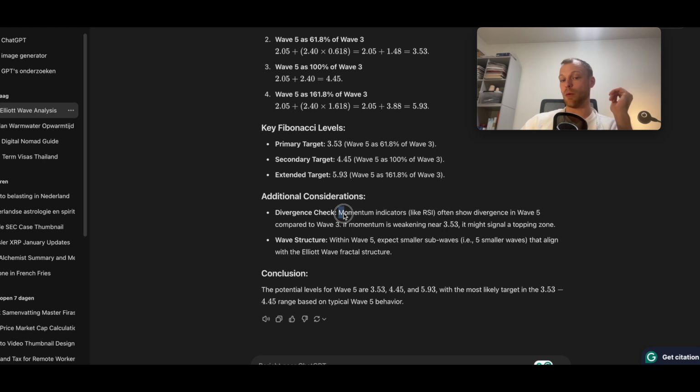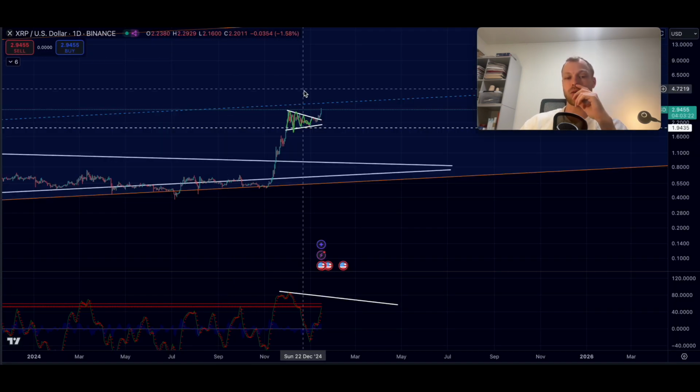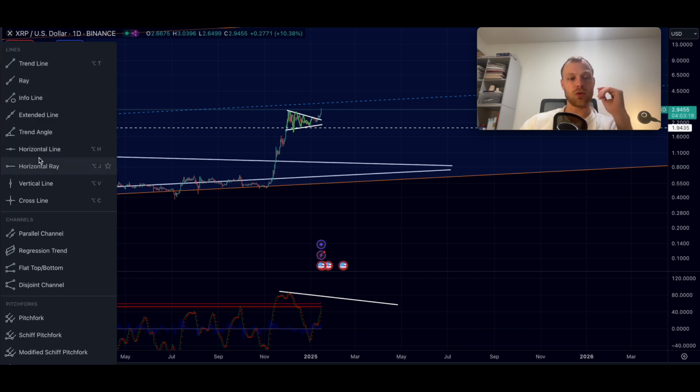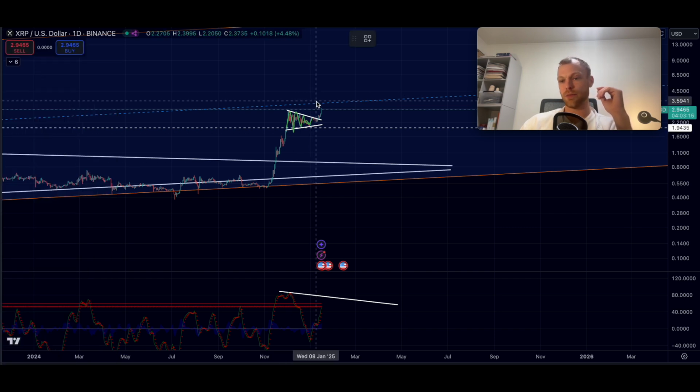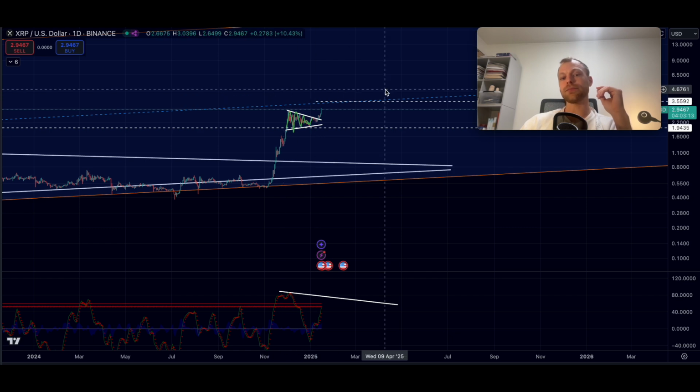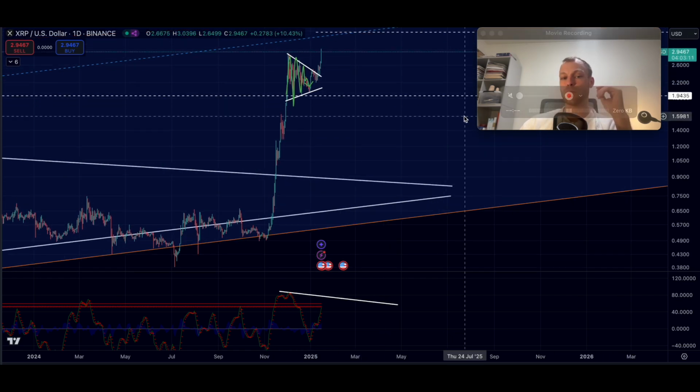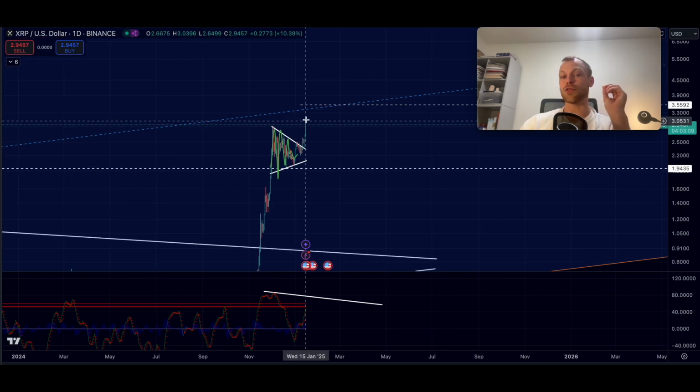Now there are some interesting things that we are seeing as well. Divergences check. Momentum indicators like the relative strength index often show divergence in wave 5 compared to wave 3. If momentum is weakening near $3.53, it might signal a topping zone. And this is what I actually want to show you guys, because if we were to look at, let's say, $3.50, that would be right here. Then that is the first primary target of this 5th wave.